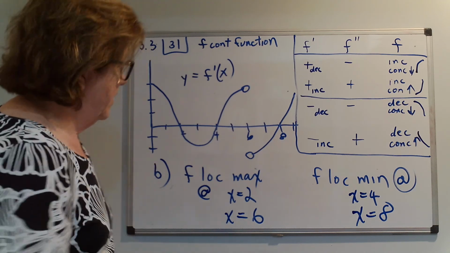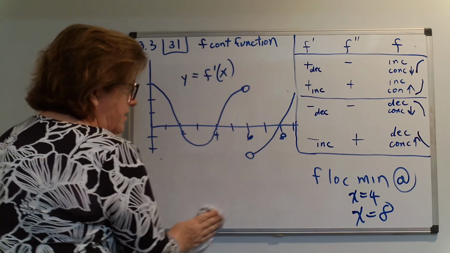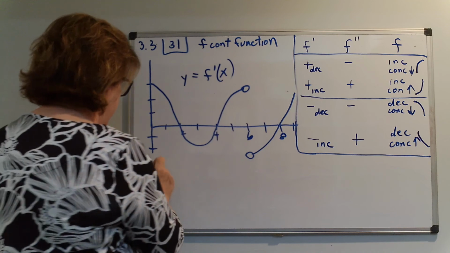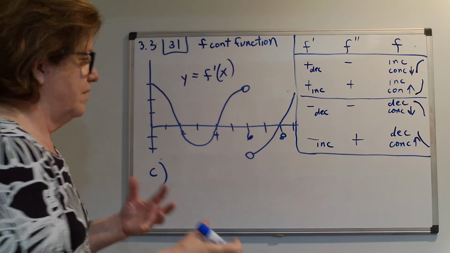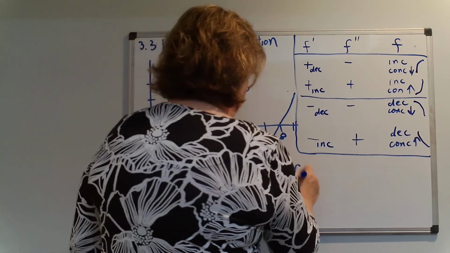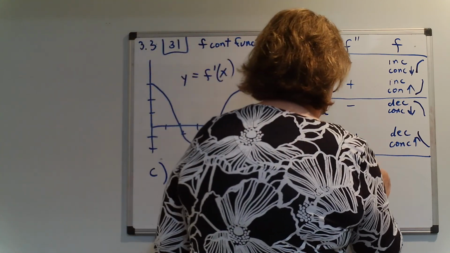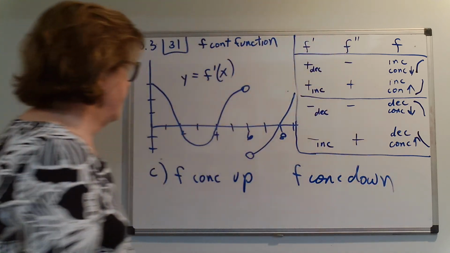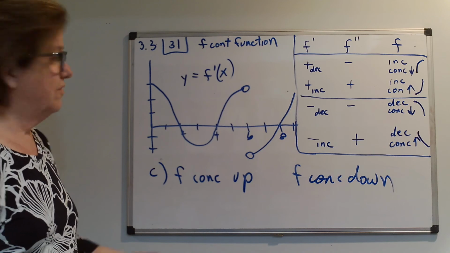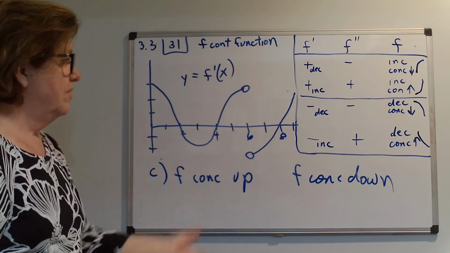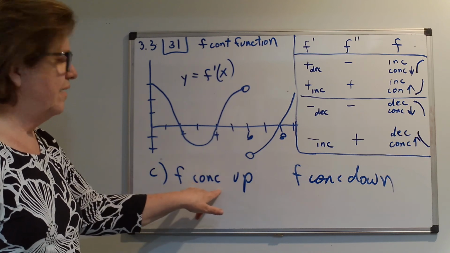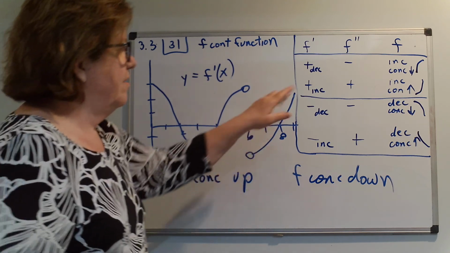So now we've got the next question. C is the intervals. On what intervals is it concave up? The original function concave up. What intervals is it concave down? So let's see. Concave up, f concave down. Okay. How do we do that? We've got the derivative. We don't have the second derivative. We don't have the function. But we know that f would, notice one thing, look at our chart.